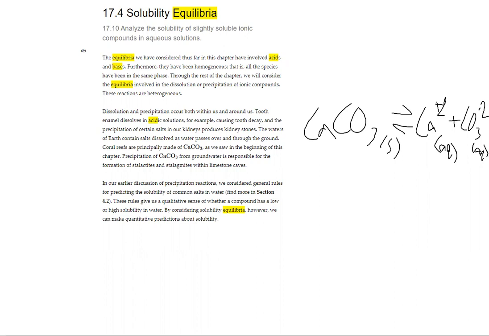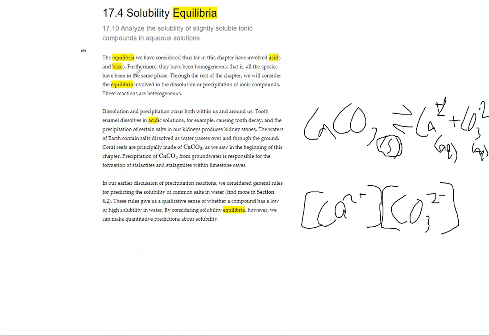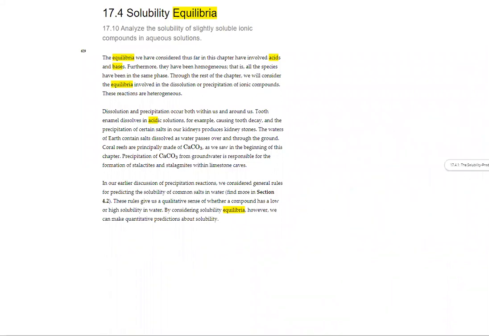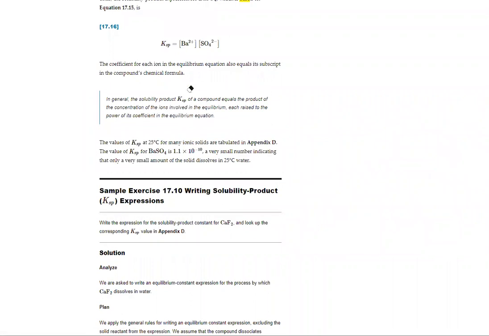So remember, when you're writing the equilibrium equations, we don't include things that are solids. So we write the equilibrium equation for this, and we get the concentration of Ca2+ times the concentration of CO3 2-. So that would be our solubility equilibrium equation for that. That's the important thing, knowing how to write it and knowing what it means. You can plug into it just like normal equilibrium equations. You take the concentrations of the 2 ions, and that's how you find your KSP.